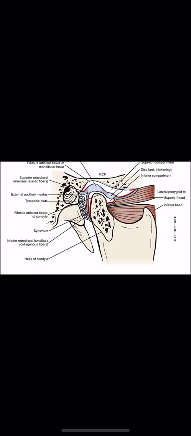This articular disc is attached posteriorly to a loose connective tissue that is highly vascular and innervated. This is called retrodiscal tissue, and superiorly there is a superior retrodiscal lamina and inferiorly there is inferior retrodiscal lamina. You can see it in the diagram, and the central portion of the disc is attached to a venous plexus that gets filled with blood when the condyle moves forward.